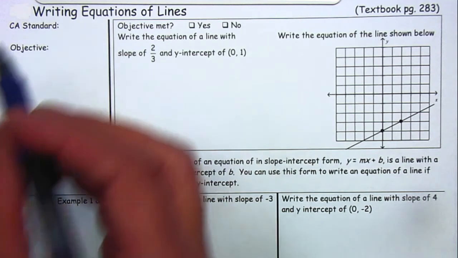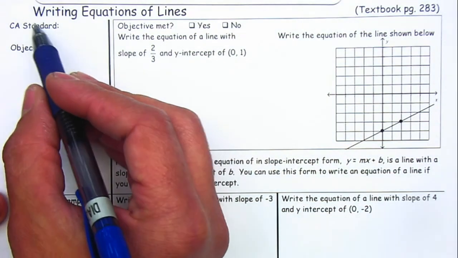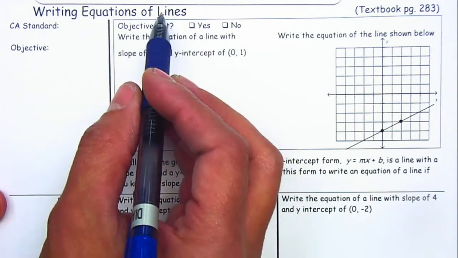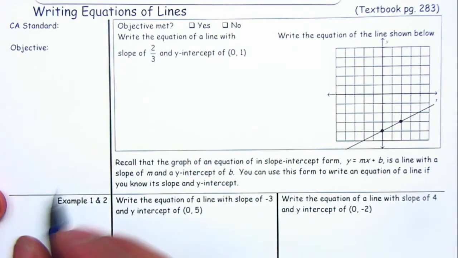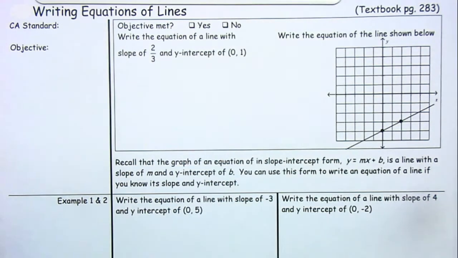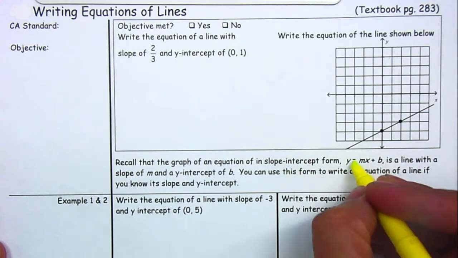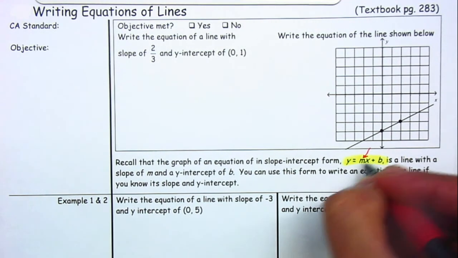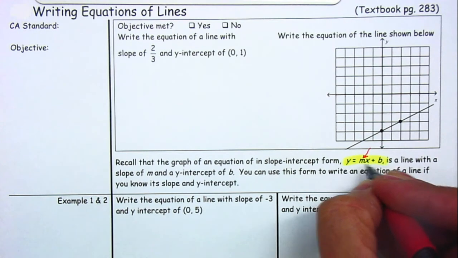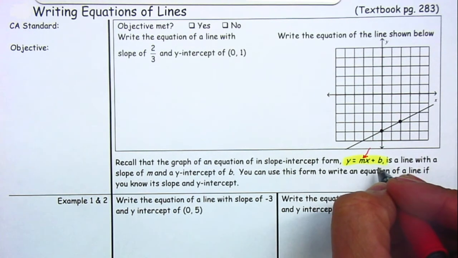Good morning. Today we are going to be covering how to write equations of lines whenever they give you the slope and the y-intercept. Recall the graph of an equation of slope-intercept form is y is equal to mx plus b, where m is your slope and b is your y-intercept. B will be where the line crosses the y-axis.